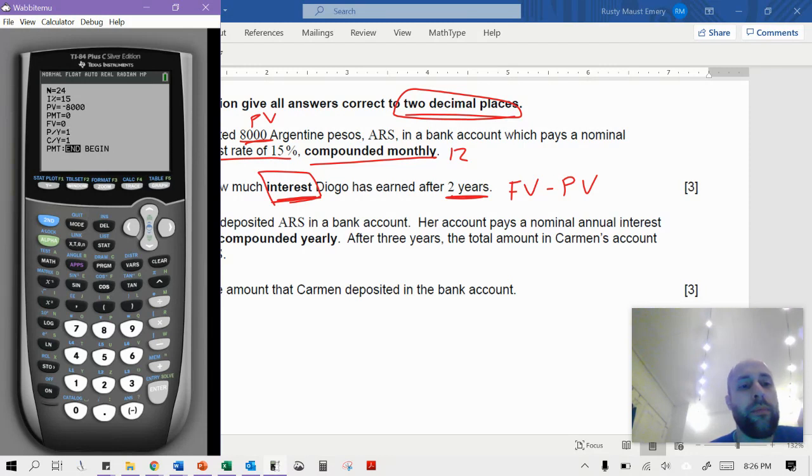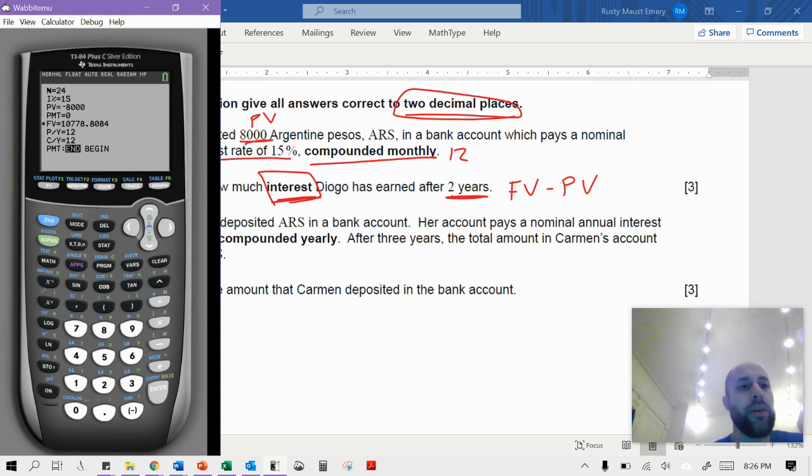And then remember, we don't really do anything with P/Y, the payments per year, but we need to change both of those. The compounds per year is what we really care about, but if you change the payments per year, it automatically changes the compounds per year. And then future value is what we want. So that's where I hit alpha, enter. That's our future value, right? So then we need to subtract 8,000 from that.